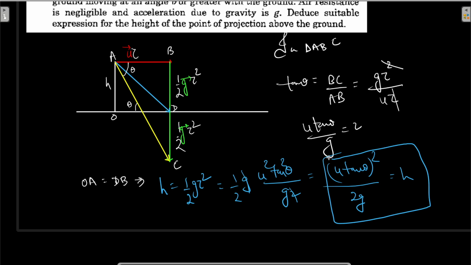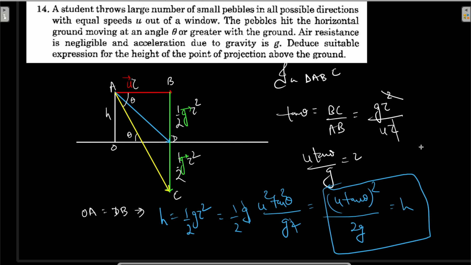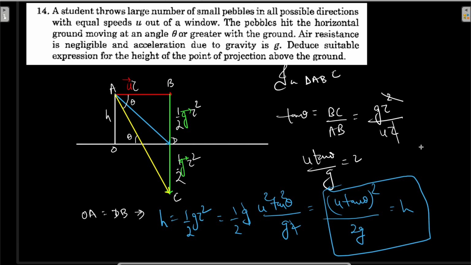I'll again explain it. So now this is the height from where, if we randomly throw a stone, then theta is the angle which is the minimum that the final velocity vector will make while falling on the ground. So this is how h and theta are related for this particular problem.